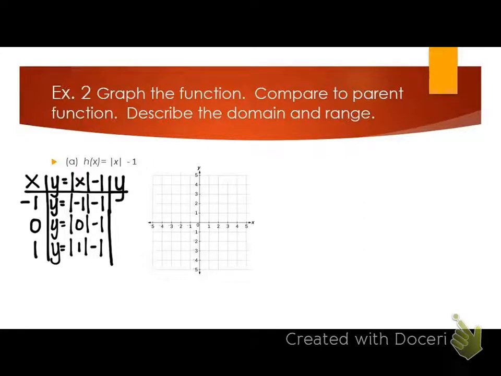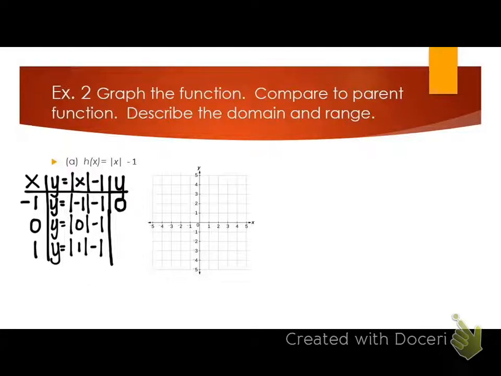We got to do the absolute value portion first. It's a symbol of inclusion. It's like a parenthesis. We would have to do the parentheses first. So we have to do the absolute value first. So Tristan, what is the absolute value of negative 1? 1. And what is 1 minus 1? 0. So my first y value is 0.